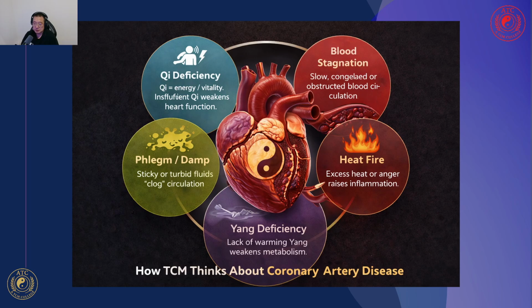And the most important is blood stagnation. That's the key understanding about the cause of coronary heart disease. Slow, congealed, or obstructed blood circulation causes the problem, causes CAD. And also yang deficiency, that's lack of warming yang weakens metabolism. So it's also like the overweight reason. That's the same, that's yang deficiency. Of course, the human body has overweight, has fat accumulation.